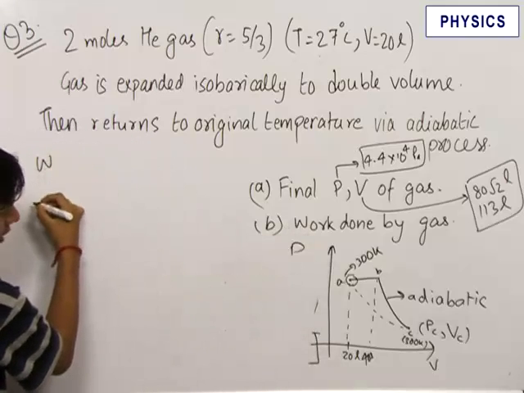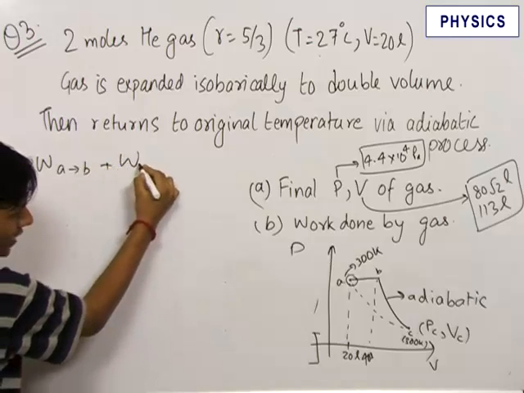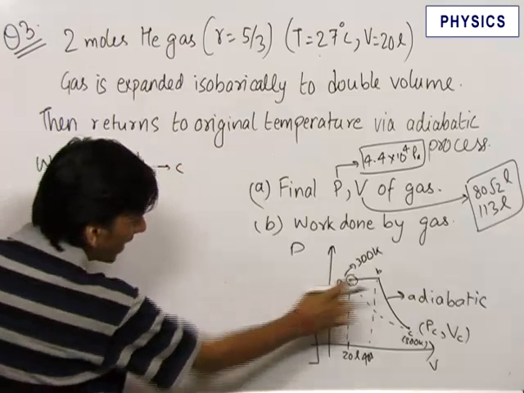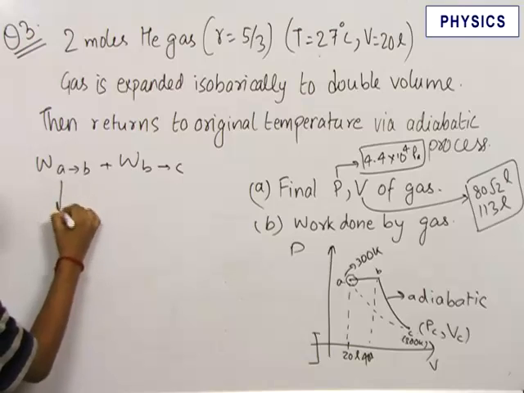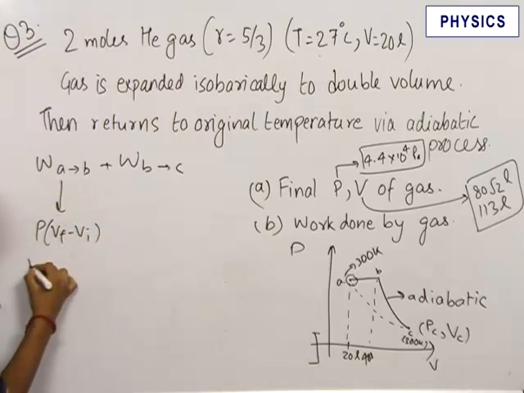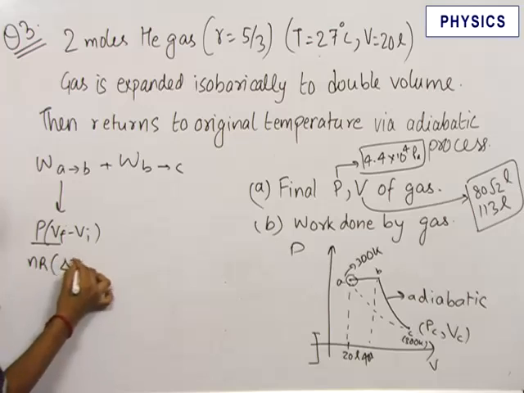The work done by the gas in the whole process can be broken into work done by the gas from A to B plus work done by the gas from B to C. Work done by the gas from A to B is pretty simple because it is an isobaric process, that is constant pressure. At constant pressure, the work can be written as P into V final minus V initial. This is equal to NR T final minus T initial, because P into V final is NR T final, this is NR T initial, that gives us NR delta T.